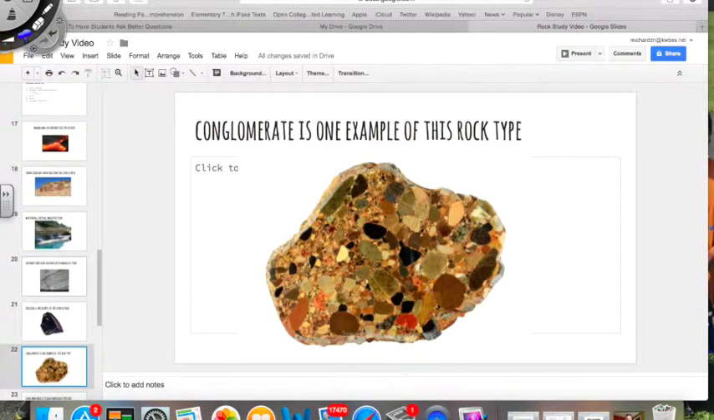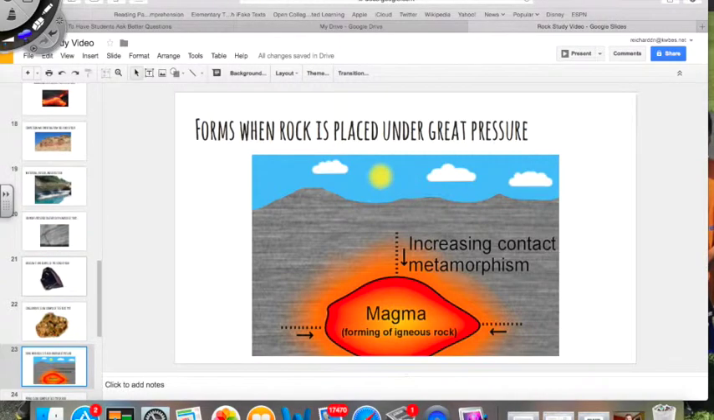How about conglomerate is one example of this type of rock. And you know, using your inferencing skills, if you look at that rock and you think about the three types of rocks, sedimentary, igneous, and metamorphic, and you have tons of all these tiny pebbles pressed together, what type of rock might that be? Yes, that would be sedimentary. Okay, all that's required to form a sedimentary rock is pressure and sediments pressed together over thousands of years.